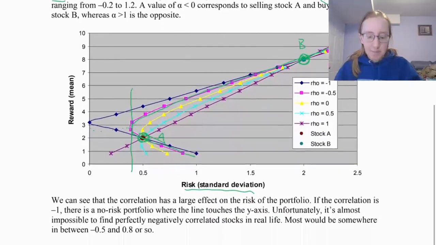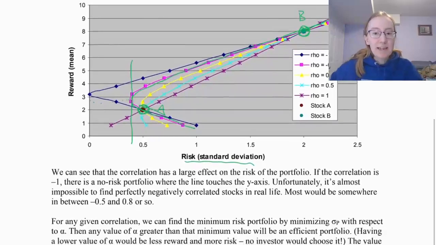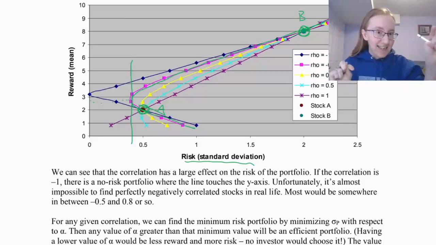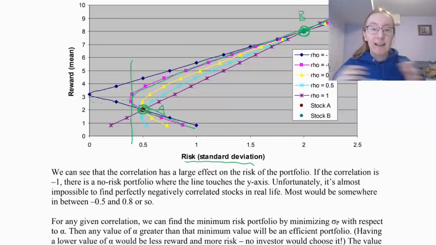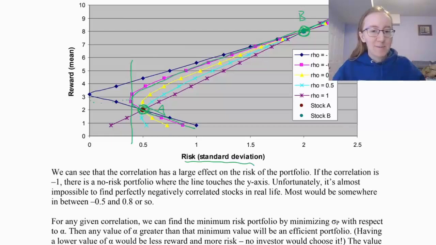I just have a little bit more text here. We can see that the correlation coefficient has a huge impact on the overall risk of the portfolio. If we have stocks that are extremely negatively correlated, then we can find a particular combination of them that has lower risk than either of the stocks individually, but a higher return than the lowest risk of the two stocks. So that's a diversification benefit: if one goes up, the other one might go down, so that buffers our risk a little bit.